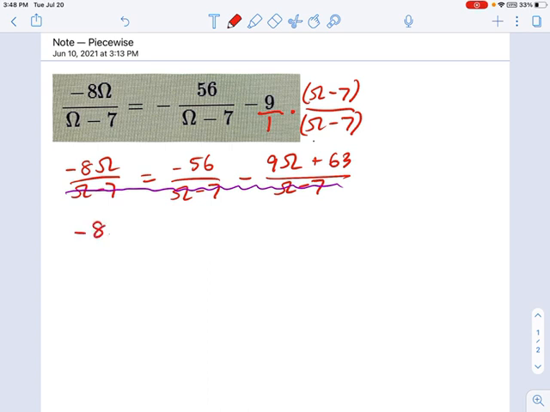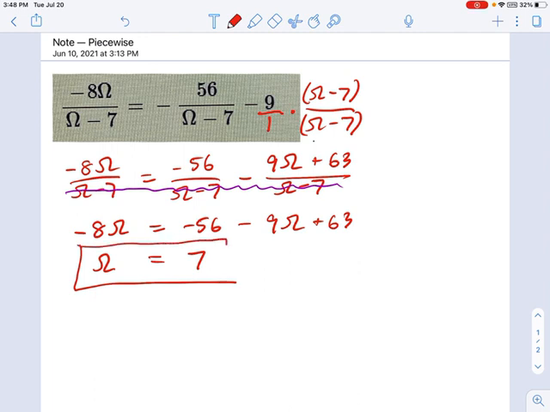So now we have negative 8 omega equals negative 56 minus 9 omega plus 63. Okay, I was just double checking my negative signs, but I think that's all good. Now, we want to get everything over to one side. So the first thing I'm going to do is add 9 omega to each side, and that just gets 1 omega over here. And the other thing I want to do is combine negative 56 and 63 together, and that gives me 7. So here's my answer. Omega equals 7. That kind of simplified nicely.